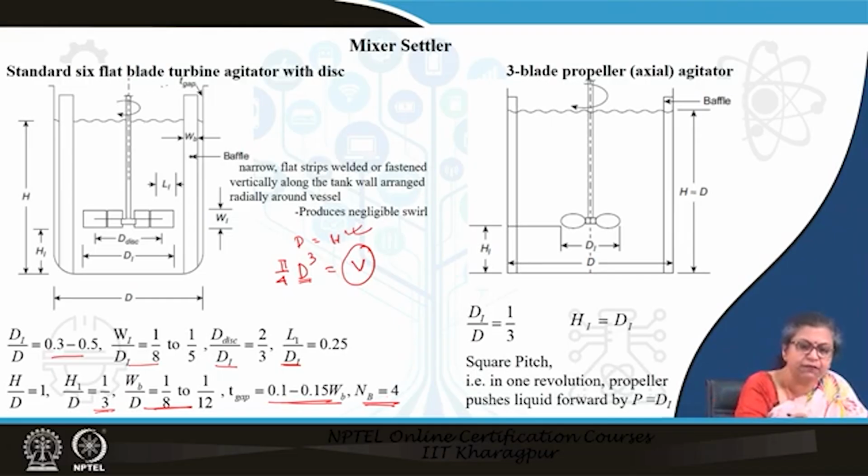So generally we adopt the turbine agitator, and if we adopt the 3 blade propeller agitator also, the geometric design parameters are specified in here itself. Well, once we have decided the diameter and the height of the column, we have completely designed the turbine agitator.